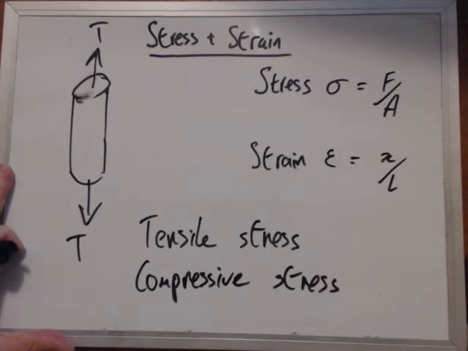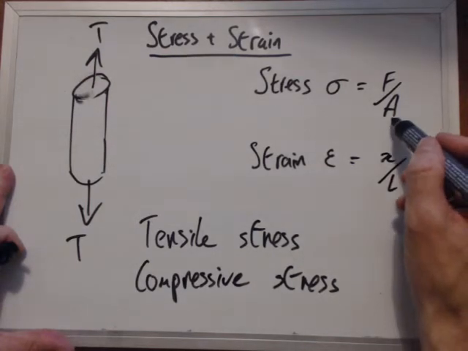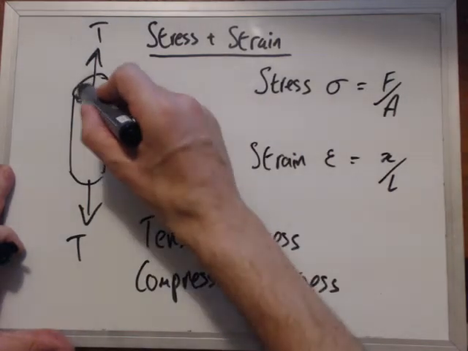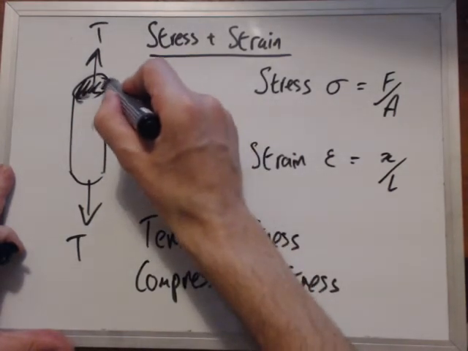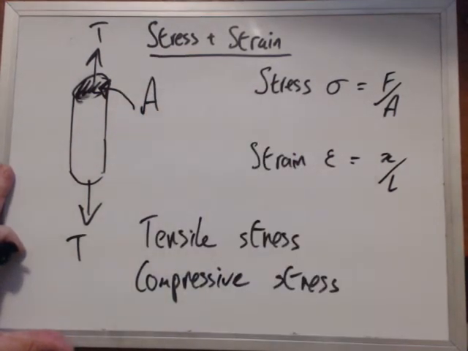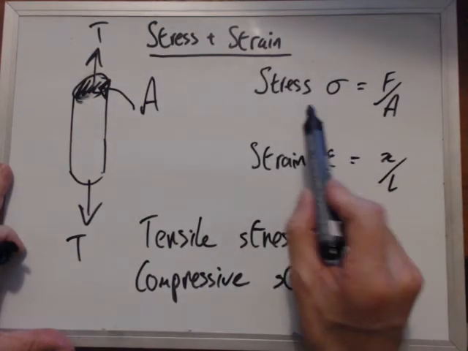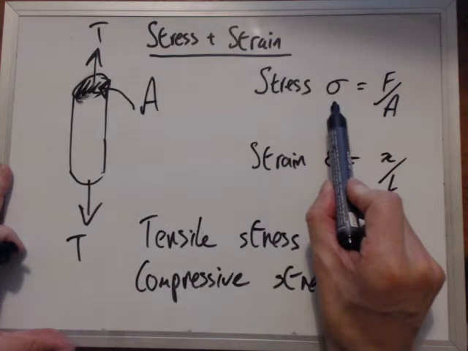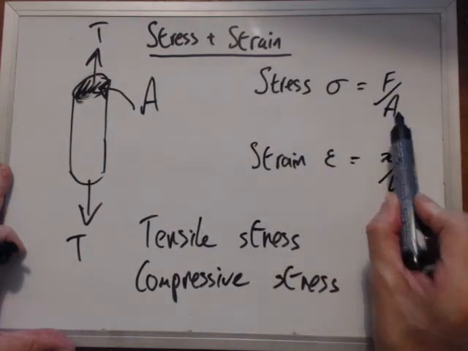Stress is simply the force applied divided by the cross-sectional area A. So that's force divided by area, and that there is the cross-sectional area A. And the stress is given by that symbol there, which equals force divided by area.